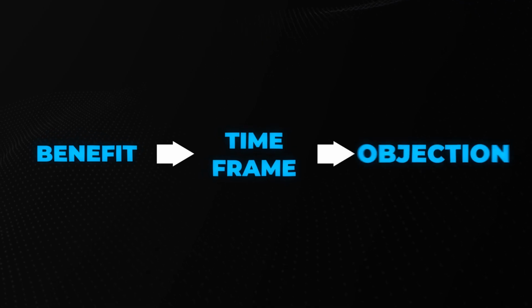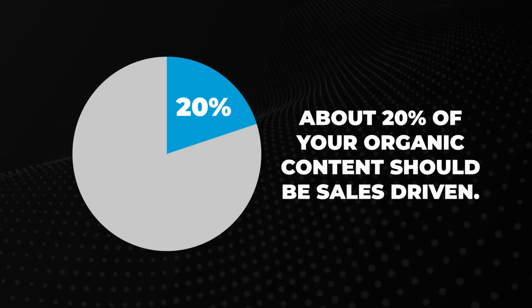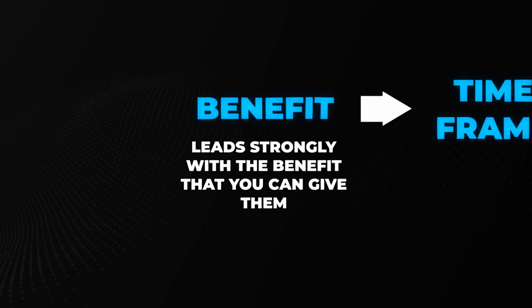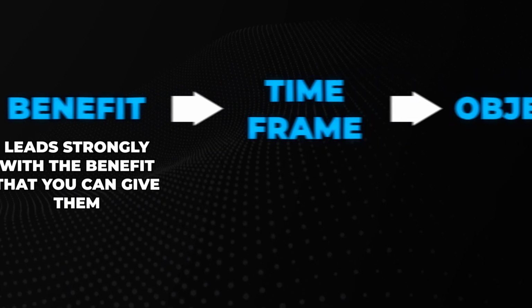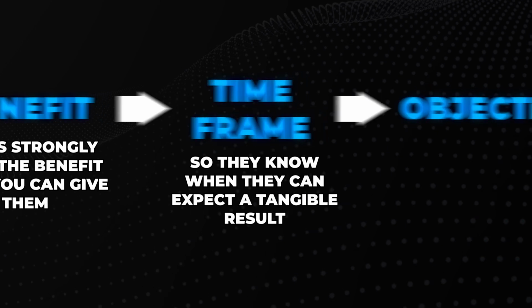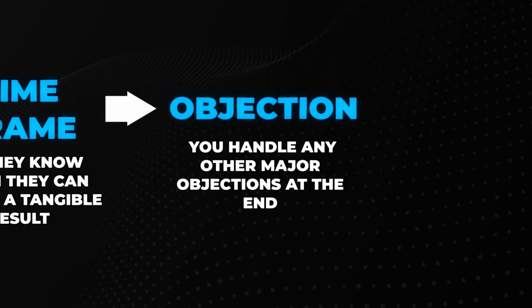The other formula you can use is benefit, time frame, objection. Now, I'd say about 20% of your organic content should be sales driven with CTAs and things like that. So this formula works for those sales type posts. It gives everything that a warm lead needs to convert. It leads strongly with the benefit that you can give them, the time frame they can expect it in, so they know when they can expect a tangible result, and you handle any of their major objections at the end.